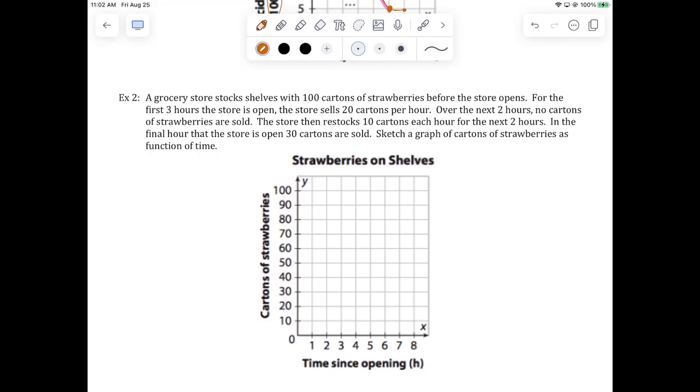For the first 3 hours the store is open, the store sells 20 cartons per hour. That's a rate, 20 cartons per hour. Does that mean that the graph is going up by 20 cartons per hour or down? Down, because they're selling them, right? They're leaving the shelf, right? Just like the candle was burning, it was getting shorter. Over the next 2 hours, though, no cartons of strawberries are sold.